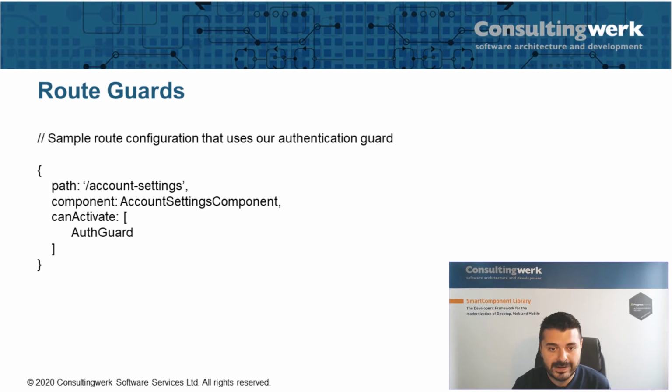You probably notice that the canActivate setting is actually an array, which means we can add multiple sequential route guards there, and then Angular will take the navigation through all of those guards, and if one of them on the chain returns false, then the user will not be allowed navigation to that path.